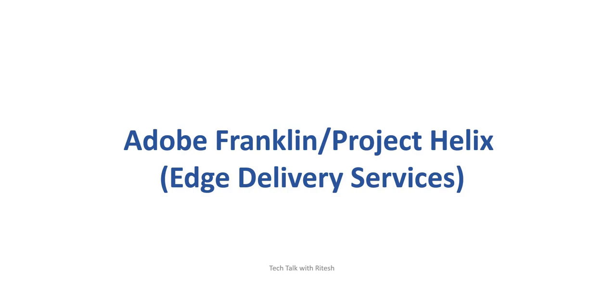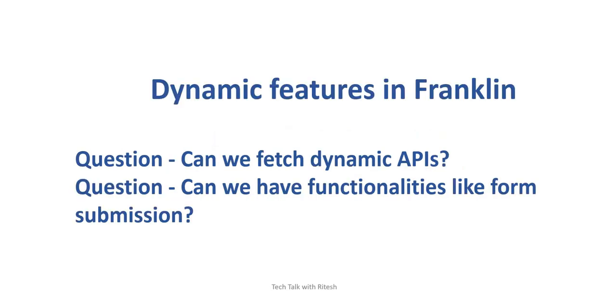Hi everyone, welcome back. In this video, we are going to discuss a very interesting topic, and that is dynamic features in Franklin. So the question might be, is it possible to have dynamic APIs? Because what we have seen so far, Franklin is more inclined towards document-based authoring, where authors can use Google Docs or the SharePoint location to do the authoring, and then it is easy to author the content and then activate, preview or publish the content.